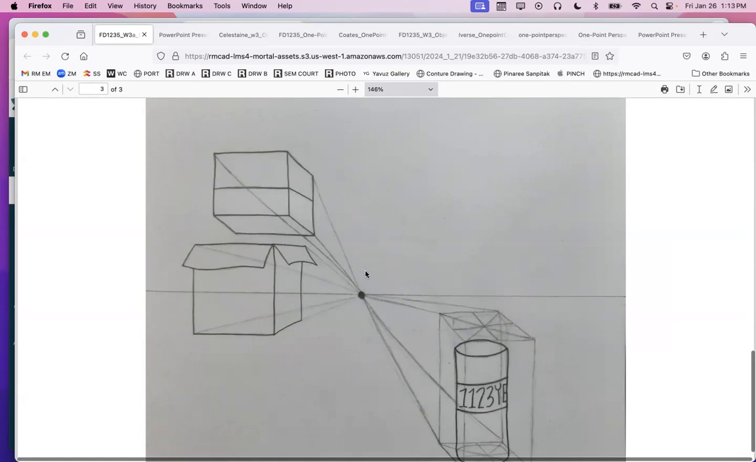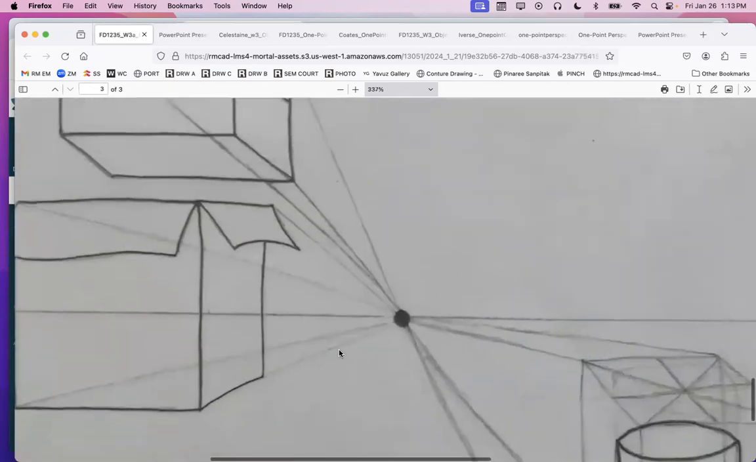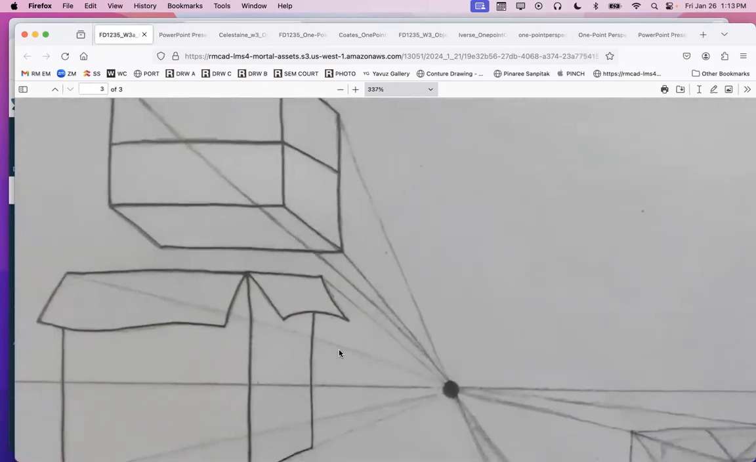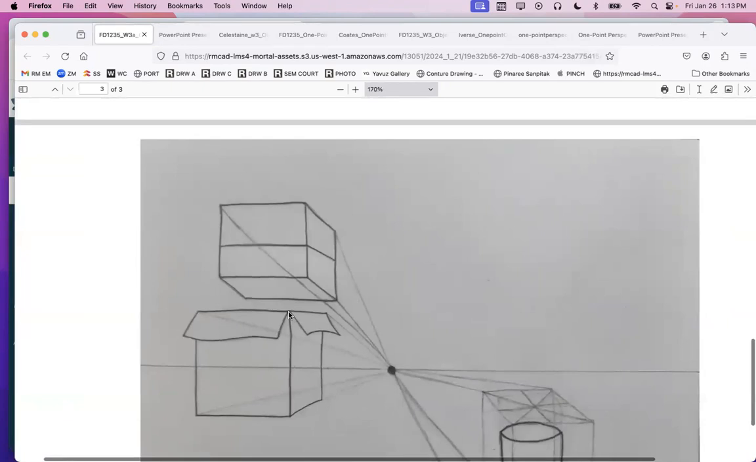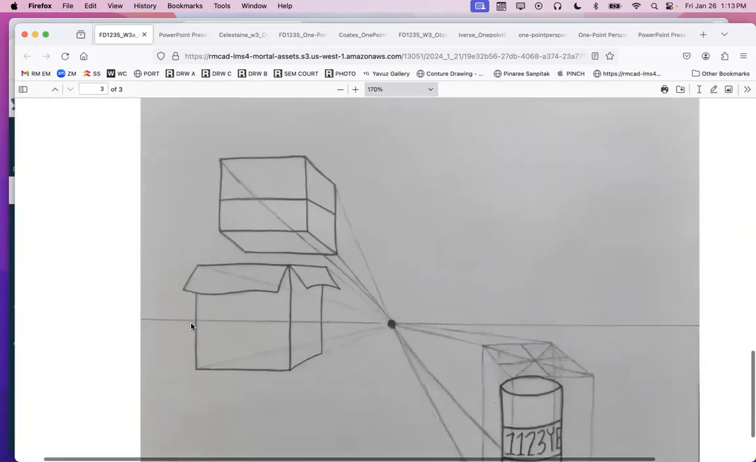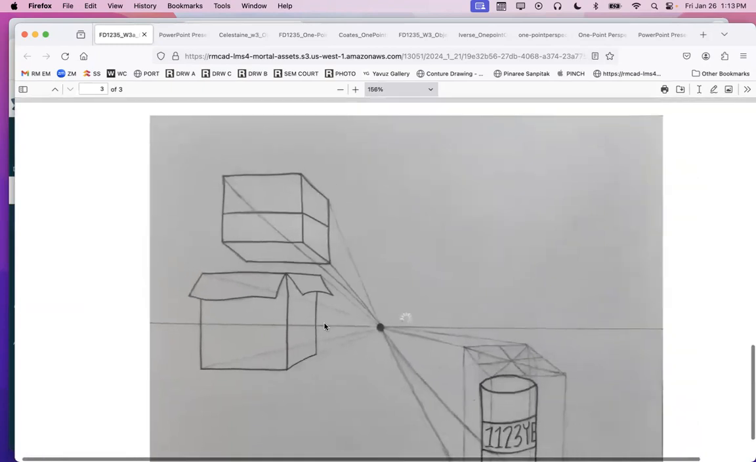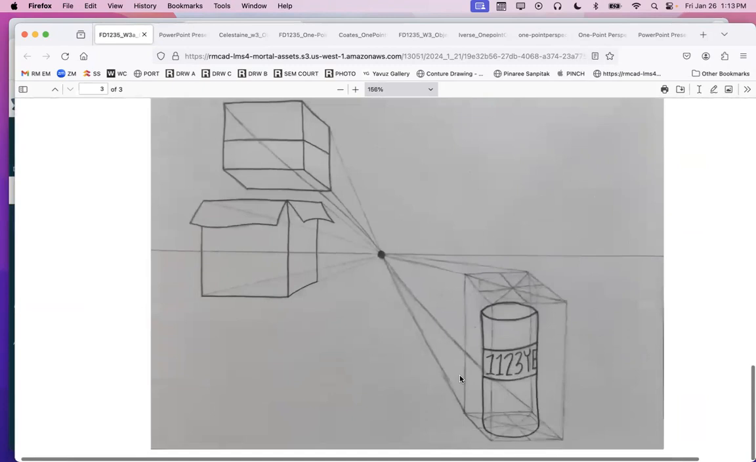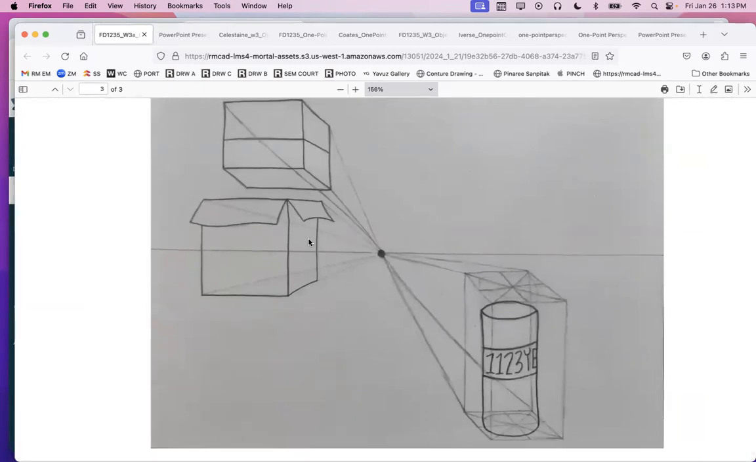So this example is done incorrectly, although their line quality is very nice. I think that they did a very nice job with their line quality, but their perspective is a little off, which is what I'm looking for in this assignment. It's to see that you guys are drawing these correctly in 1 point perspective. So be careful with that. Let me pause this and look for some other examples.